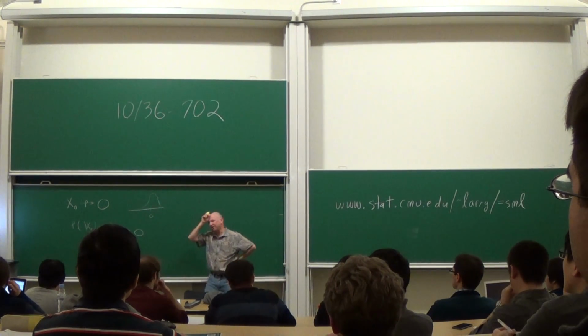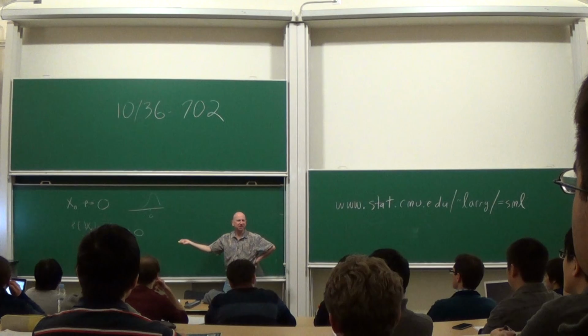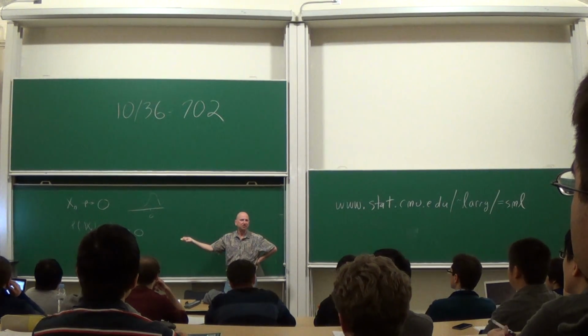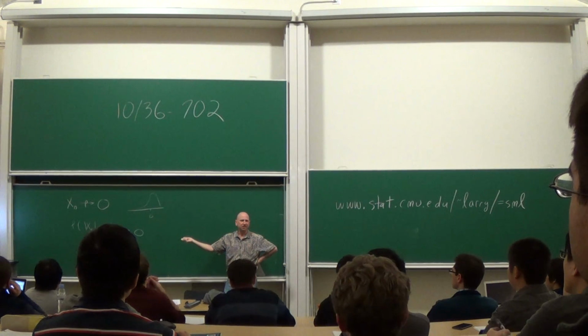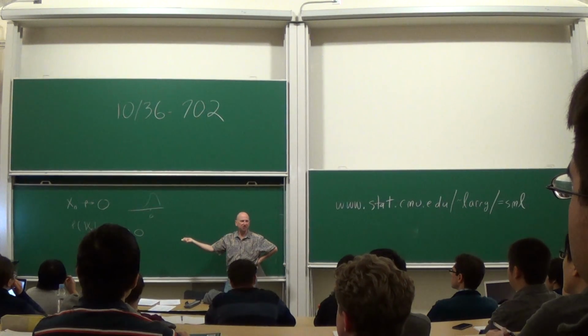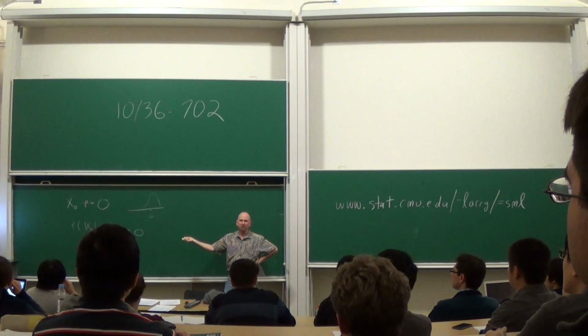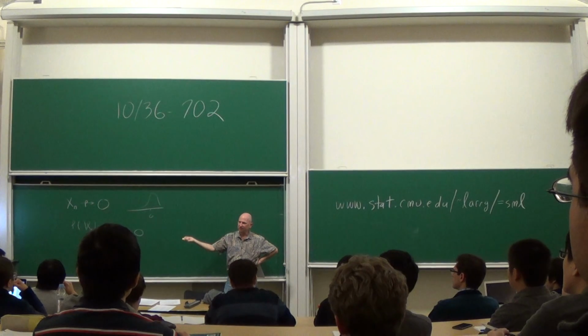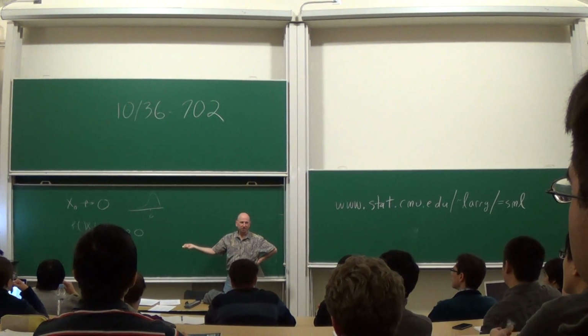So let's just test your memory. Does that imply that the mean of Xn goes to 0? Convergence is probably to 0. Does the mean go to 0? No. Why not? You know why?